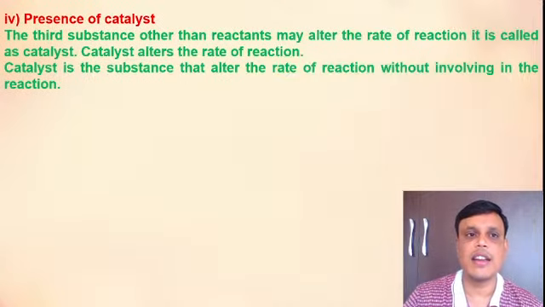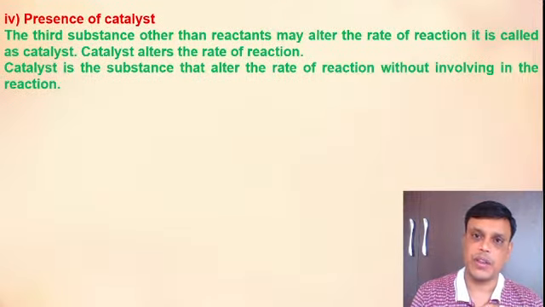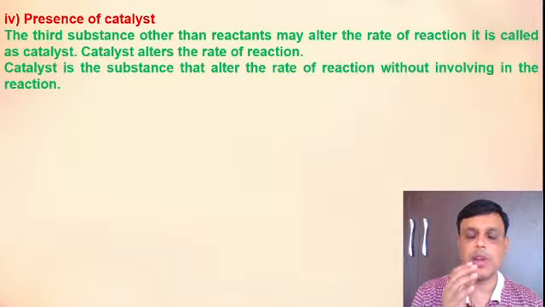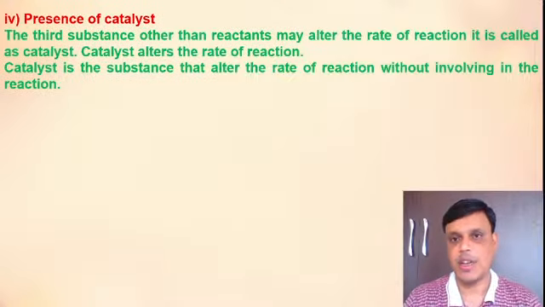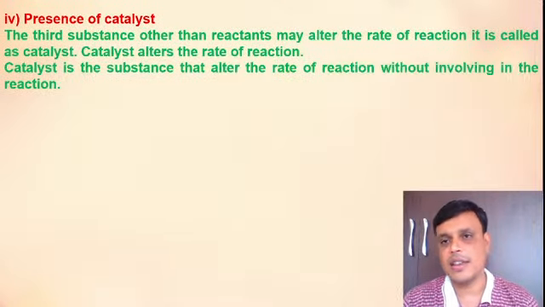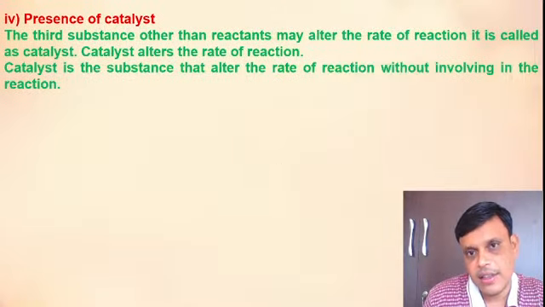So what is this catalyst? A catalyst is any substance that alters the rate of reaction without being consumed in the reaction. And if it is involved in the reaction, then at the end of the reaction it is regenerated. That substance is called a catalyst. Now we will see how this catalyst increases the rate of reactions.